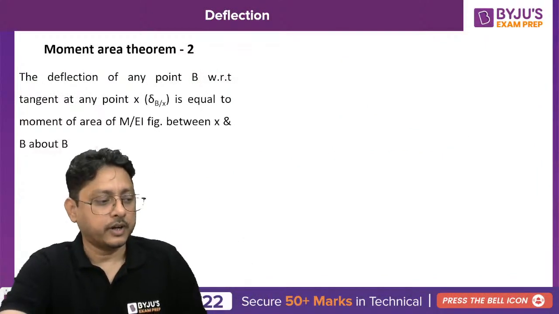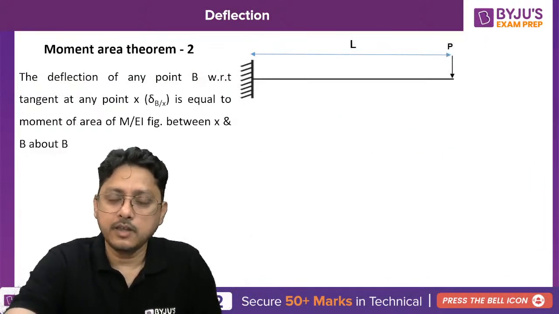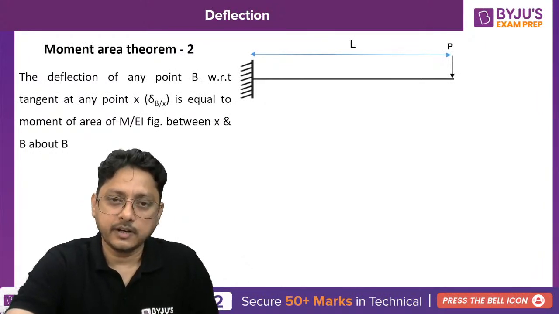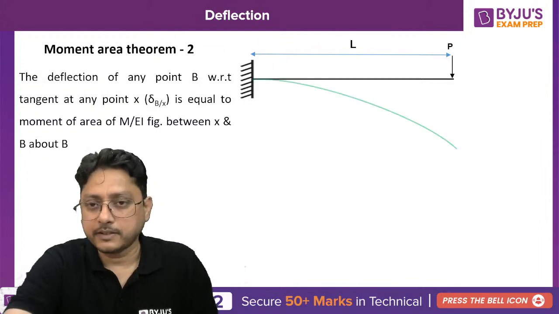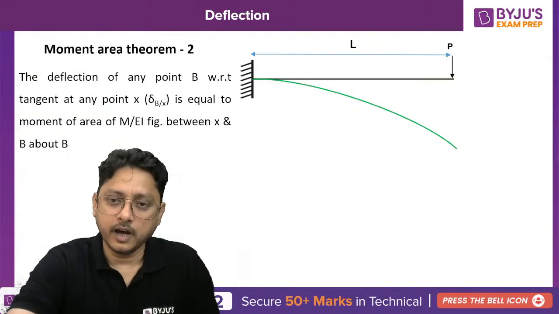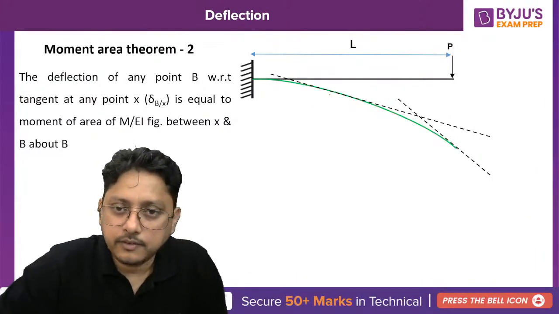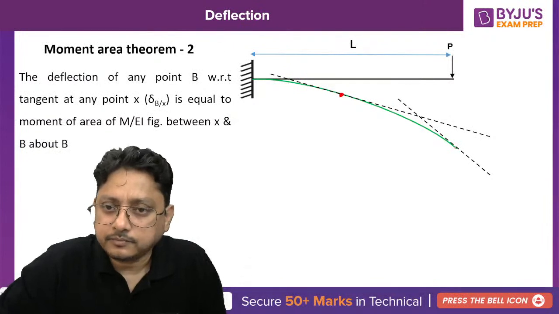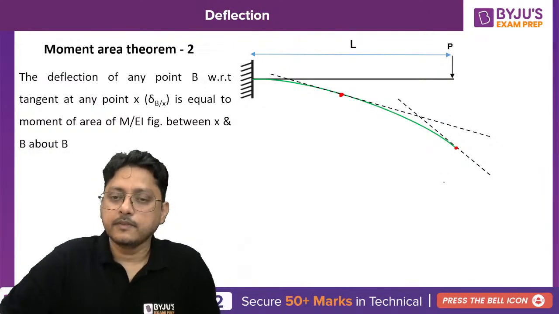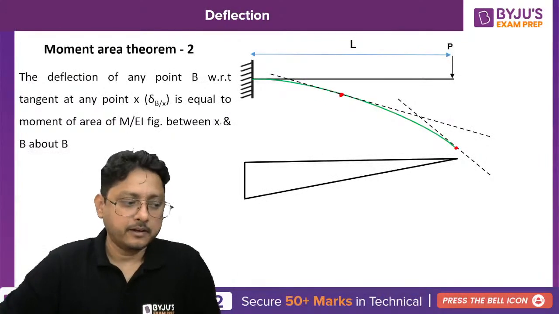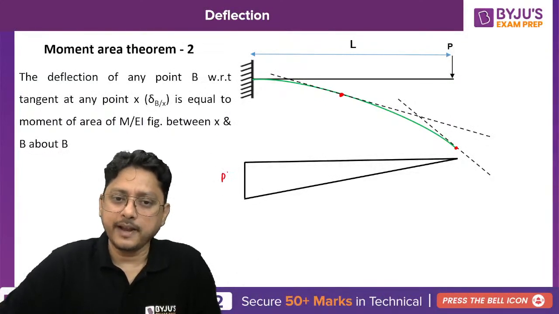Now, how to find the deflection? First of all, consider the same problem here. Of course, if you apply the load, your beam will get curved. Then draw the tangent at these 2 points the way you have drawn it earlier. Then draw the M by EI diagram. What is your M by EI diagram? That is PL by EI here.